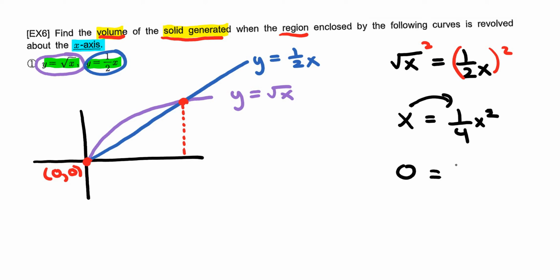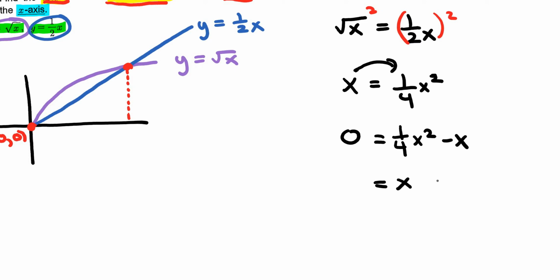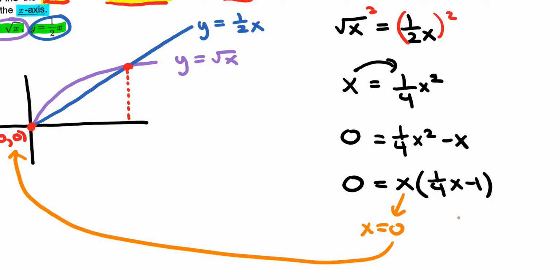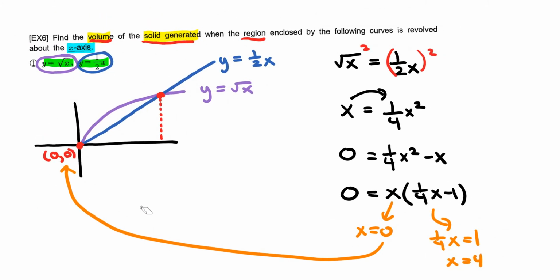So that's going to be 0 equals 1/4 x squared minus x. From there, I can factor out an x, and I would get x times (1/4 x minus 1) equals 0. From here, I know that x equals 0 there, and that matches up with the origin. And for this one here, I get 1/4 x equals 1, and then x equals 4. So basically, the graphs intersect when x equals 4. Okay, so going back to my graph here, I know that this x value here is 4.